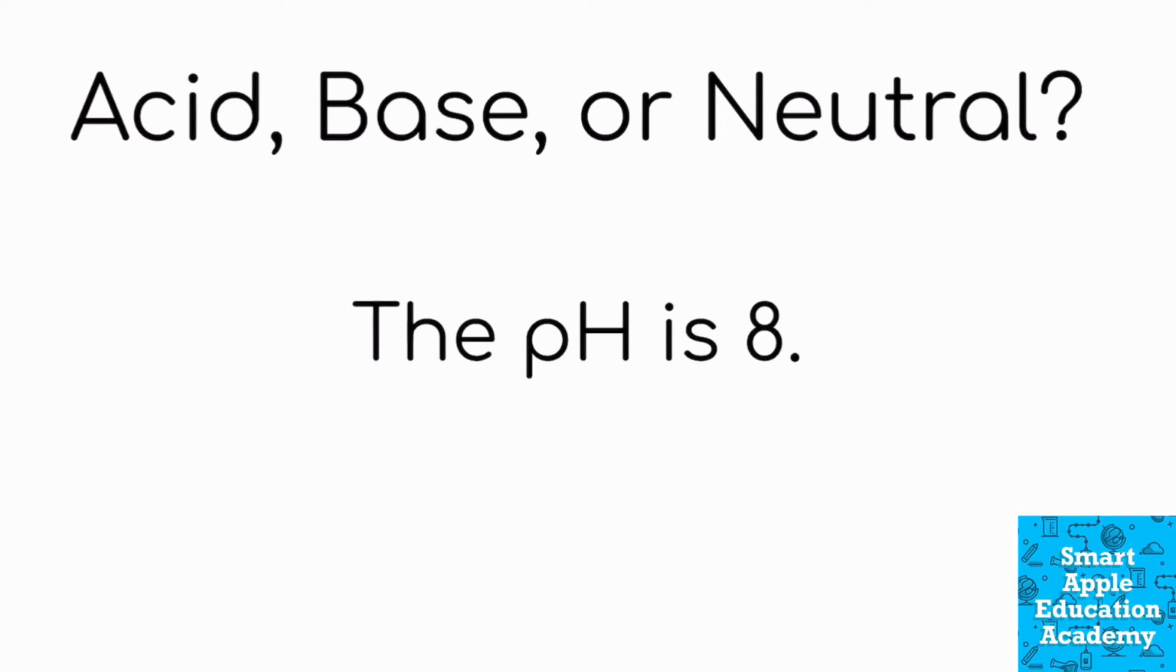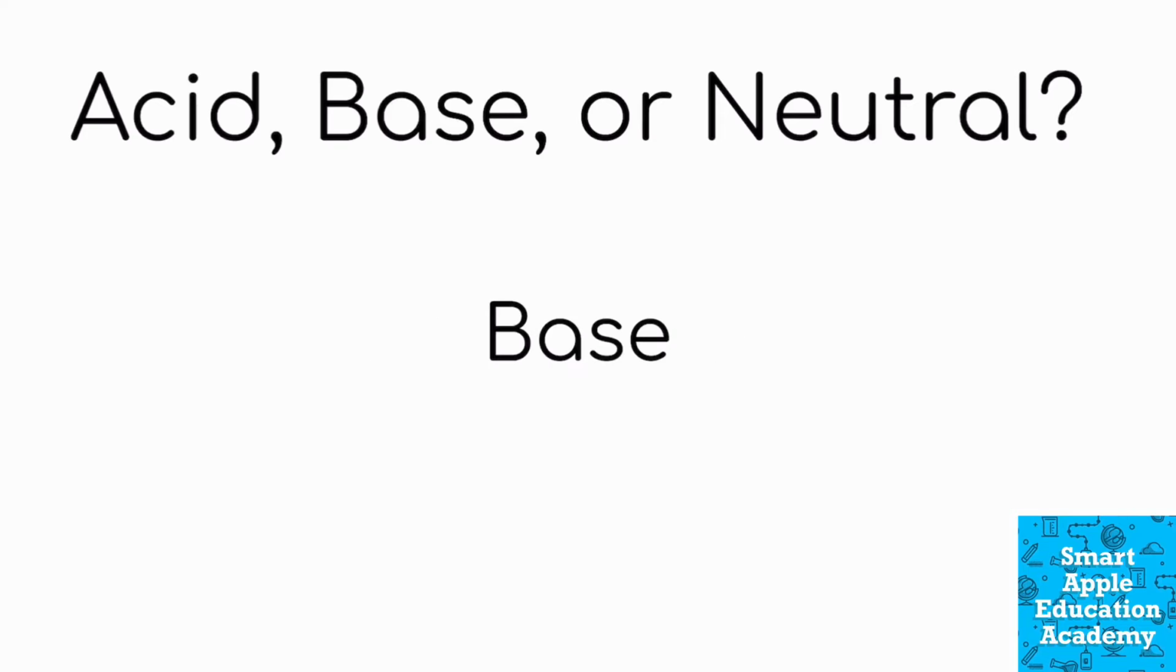If something is neutral, then its pH is 7. If it is less than 7, then it is an acid, and if it is greater than 7, then it is a base. The number 8 is greater than 7, so this solution is a base. We have figured out that this solution is a base. Now let's move on to the next one.